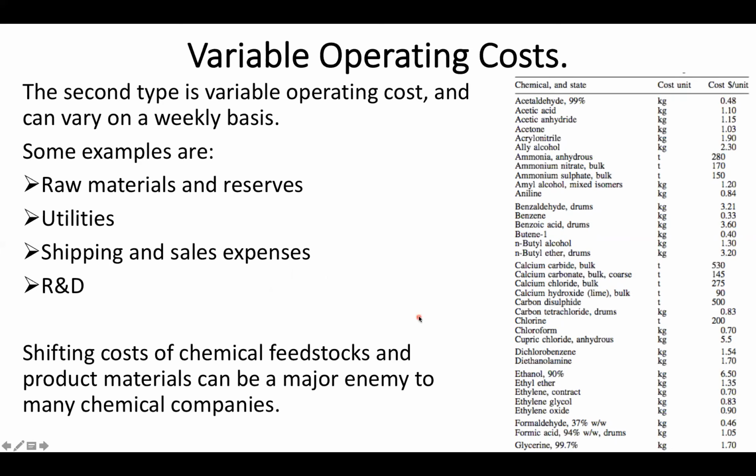And again, I do want to really emphasize that the shifting cost of your feedstocks and how much money you're making from your product materials can be the real major enemy of a lot of chemical companies. More than one chemical company has gone out of business because they were counting on building a plant that took advantage of cheap feedstocks or expensive products. And if that market collapses, your whole plant can go out of business real quick.